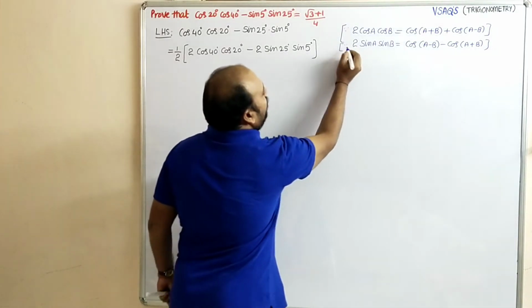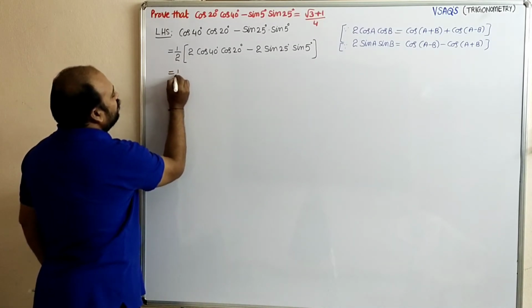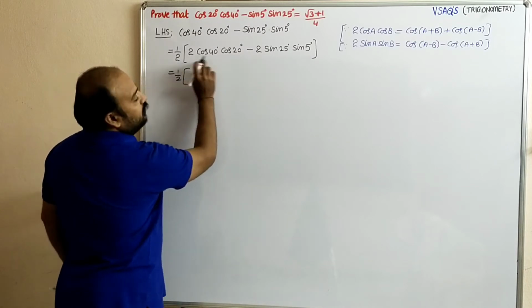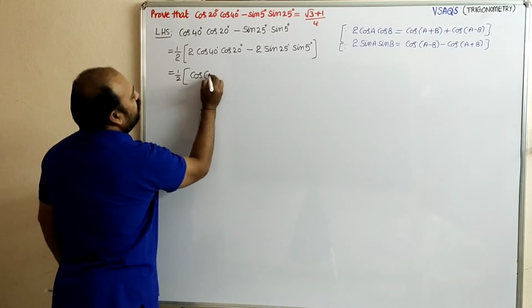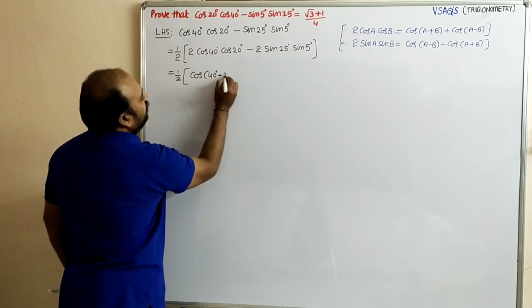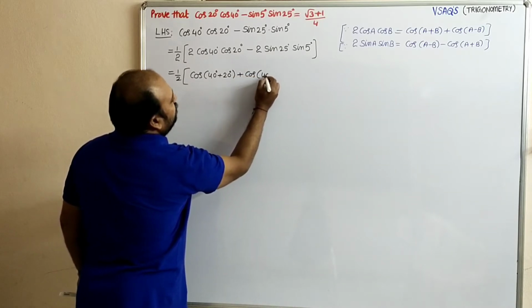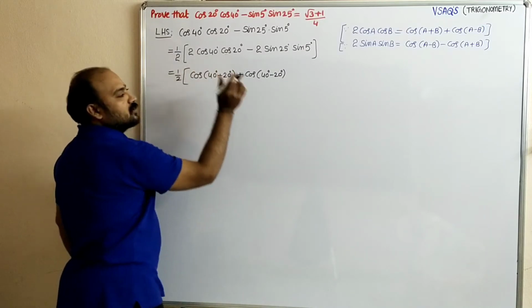Based on these two formulae, you will get the answer. So here, half into 2, this is A, this is B. Cos of A plus B, cos of 40 plus 20, plus cos of 40 minus 20. The first term is completed.